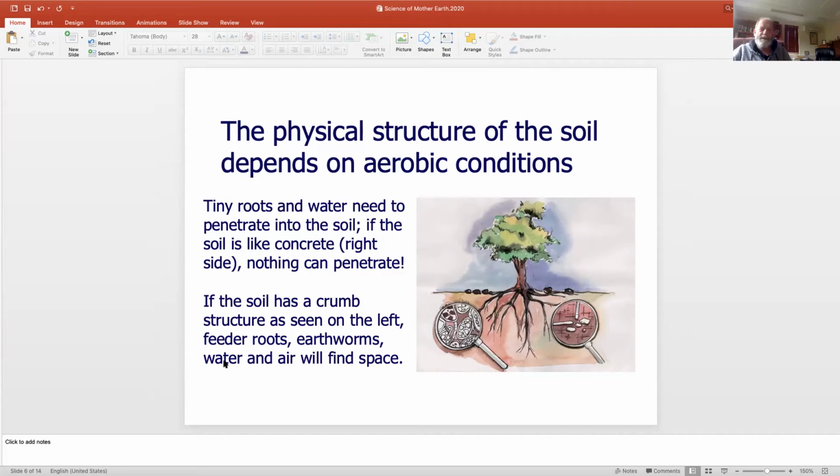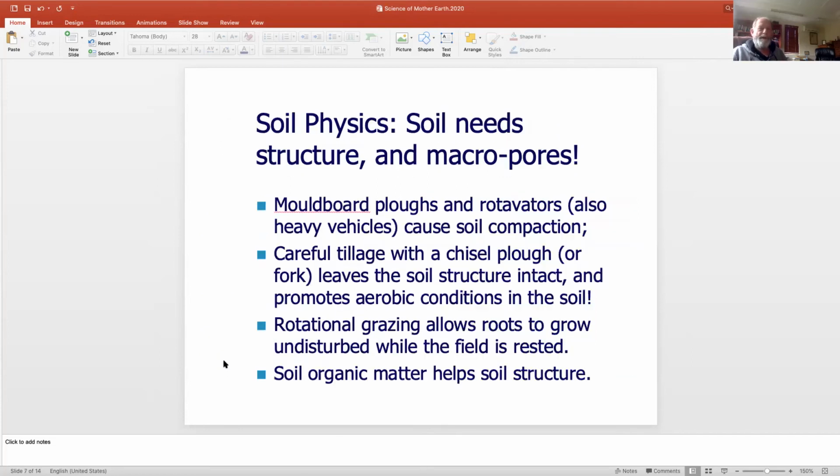And in these gaps, you find plant roots, you'll find earthworms, you'll find water, and above all, you'll find air, oxygen and nitrogen in the soil. Very, very important. Why? Because if you don't have air in the soil, you will find the soil biology and the soil chemistry don't collaborate very well with the farmer. What causes the air to be squashed out of these macropores is mainly bad cultivation. Moldboard plows and rotavators and also heavy vehicles cause soil compaction. They literally squeeze the air out of the soil.